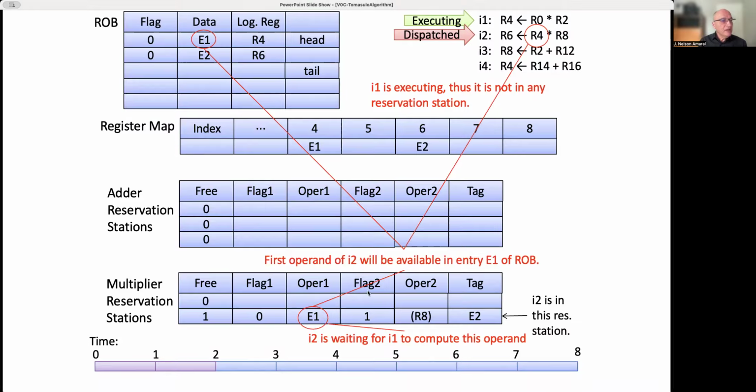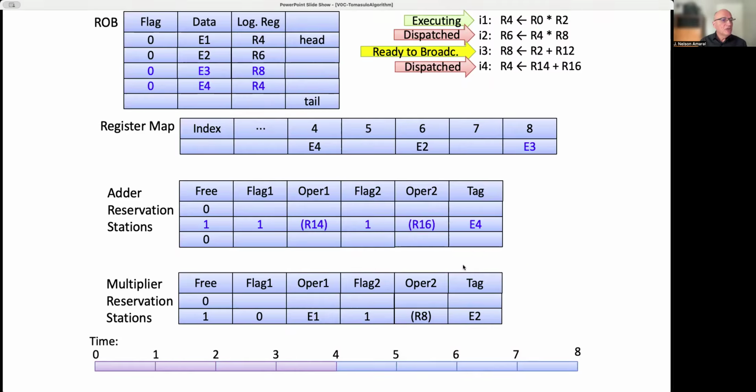So this is telling that the first operand of I2 will be available in the entry E1 of the reorder buffer. So now some time has passed. I have jumped in time 2 cycles here. So now I have dispatched I2 and I3.